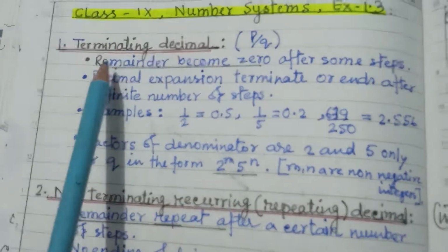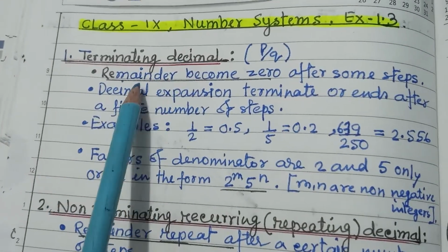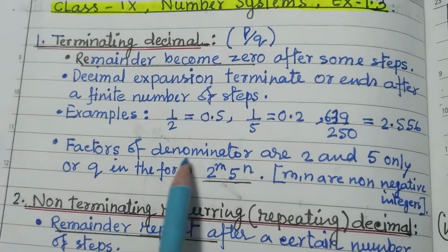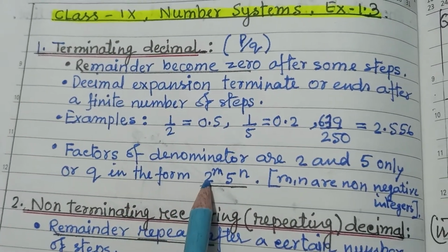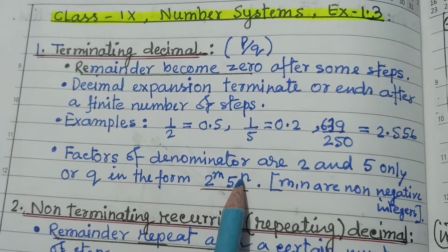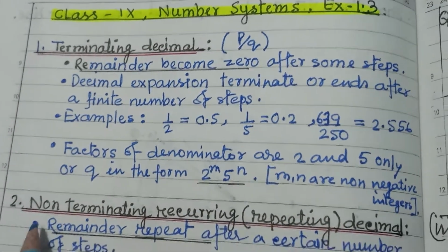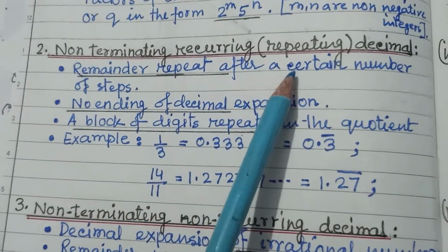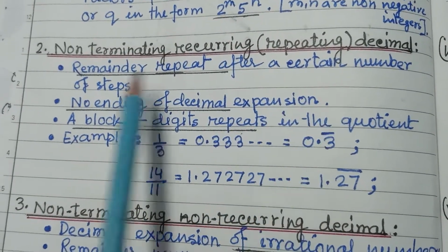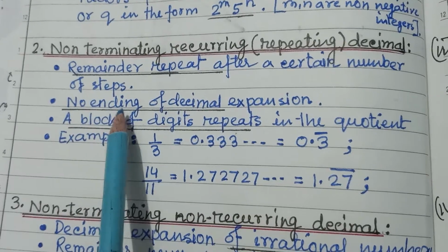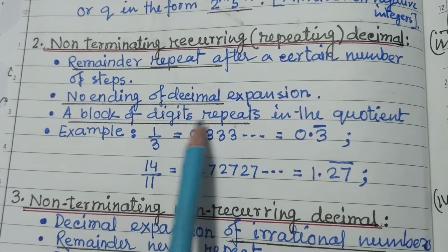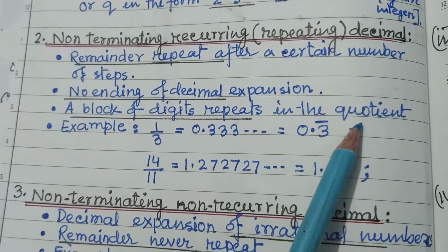The first one is terminating decimal, where the remainder is 0 and its denominator must be in the form of 2 to the power m and 5 to the power n. Next is non-terminating recurring, where the remainder repeats after a certain number of steps, with no ending of the decimal expansion. A block of digits repeats.